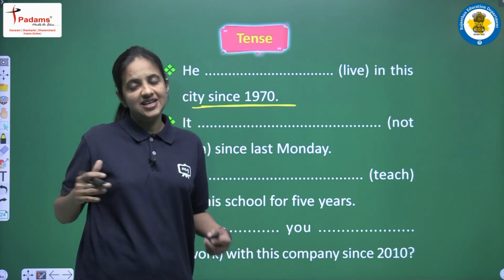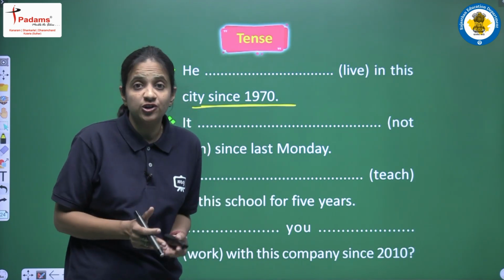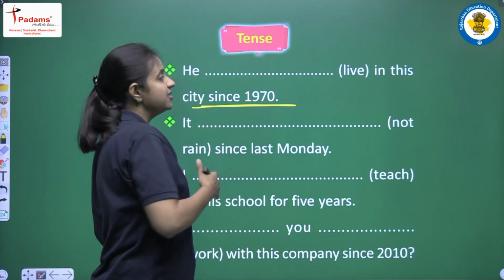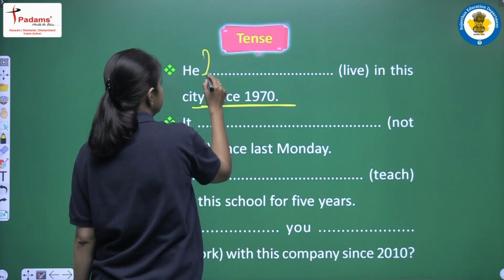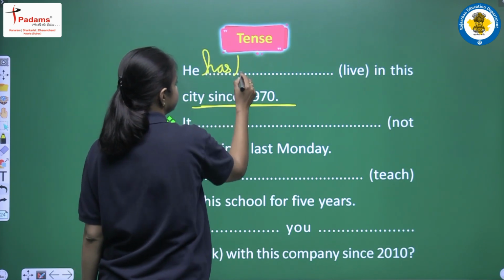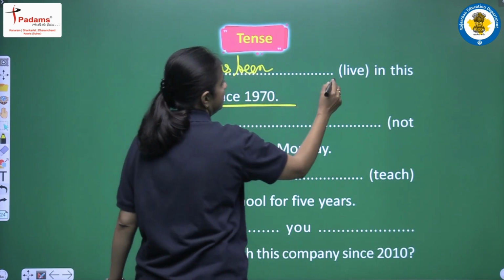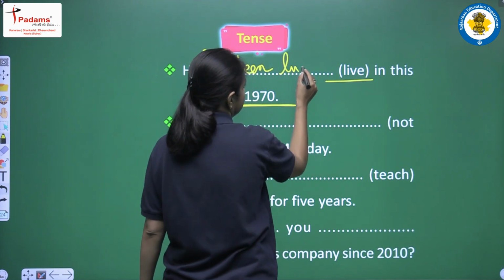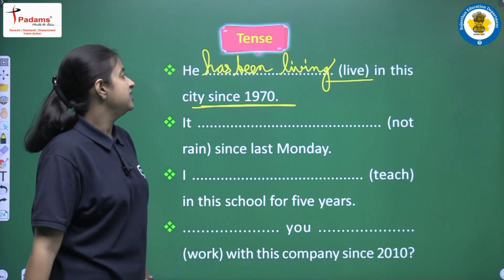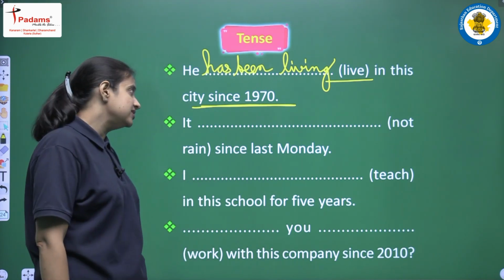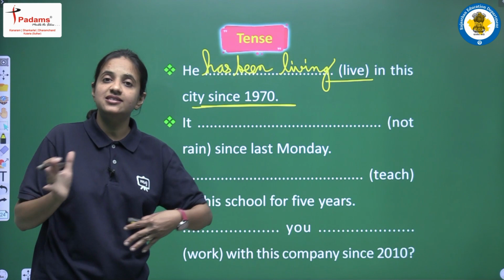So we are having since, and we are having exact point of time. Okay, and as a subject we are having he, so we will add has been because it's a singular one. Live plus ing, it's living. So answer will be he has been living in this city since 1970.